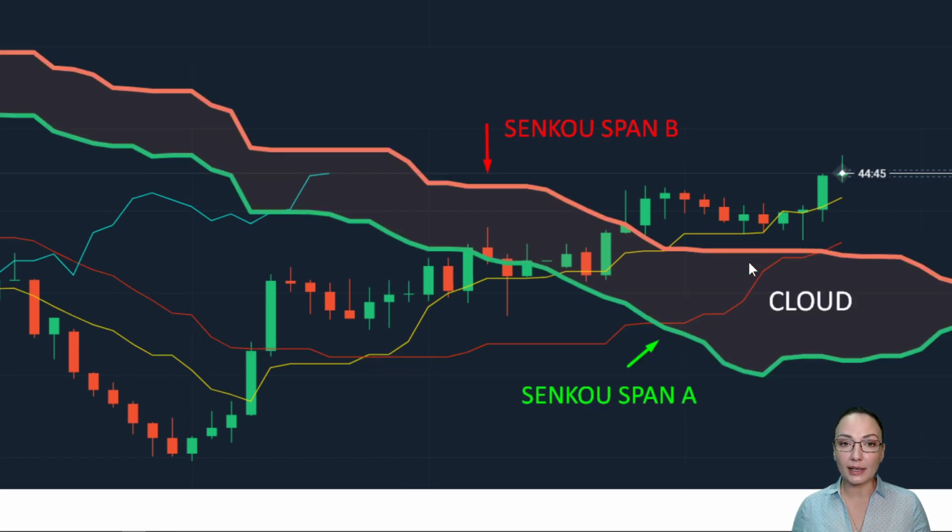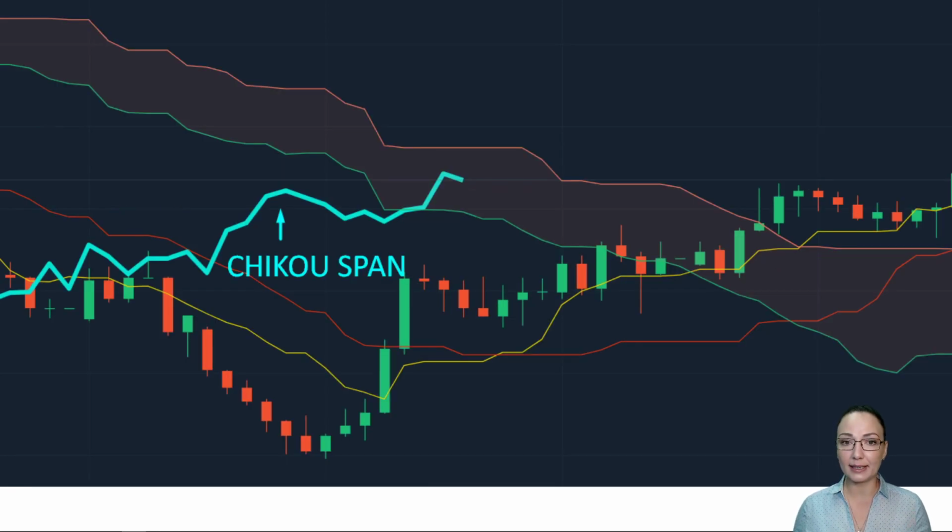The next 2 lines are called Senkou Span A and Senkou Span B. They are also called the leading span A and leading span B because they are set 26 periods in the future. Together they form a cloud, which is in Japanese called a kumo. The cloud shows us areas of support and resistance. The Chikou line is teal and it is displayed behind the price movement. It represents the last closing price and it is set 26 periods in the past, which is why it is also called the lagging span and it helps to confirm signals.